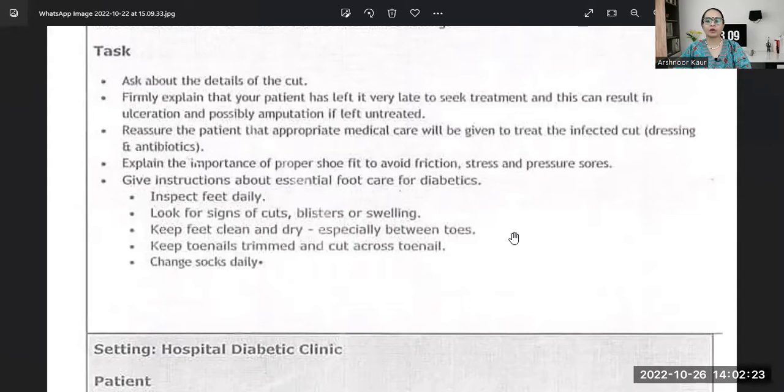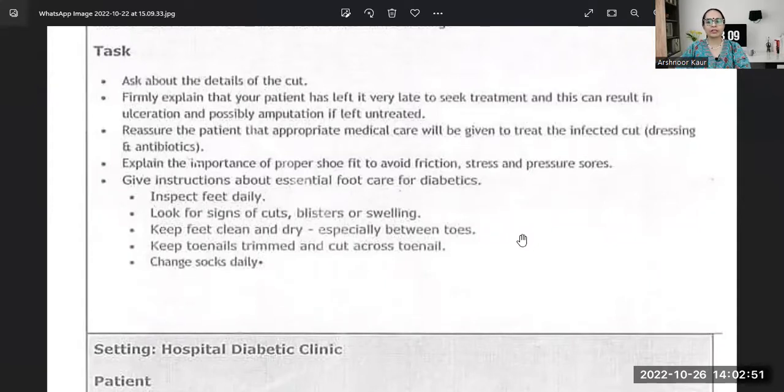When did he first see this wound? Then the patient will tell that it might be 10 days, 15 days, or a week. Then you have to ask the patient whether he tried to treat it with something. It may be he applied some antibiotic, antiseptic, or did some homely remedies. Then you may ask the patient for how long he has been diabetic.